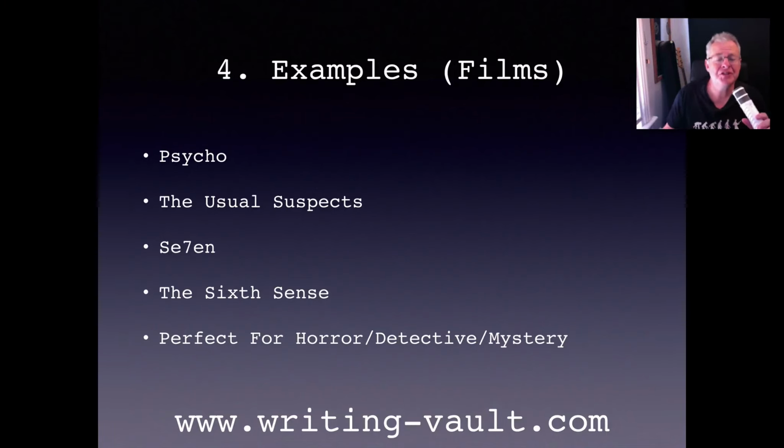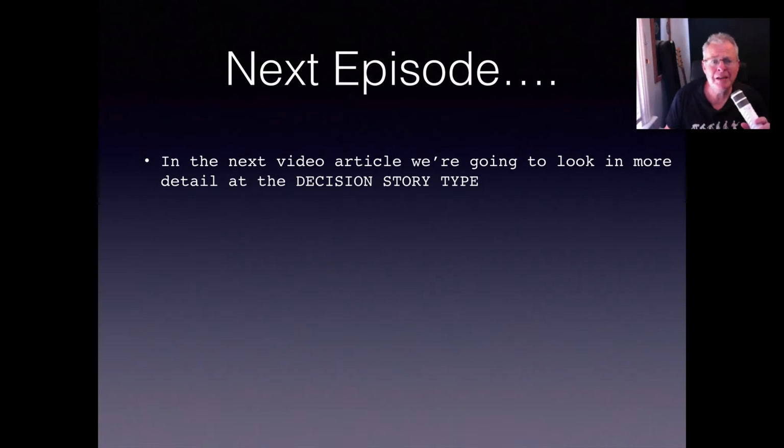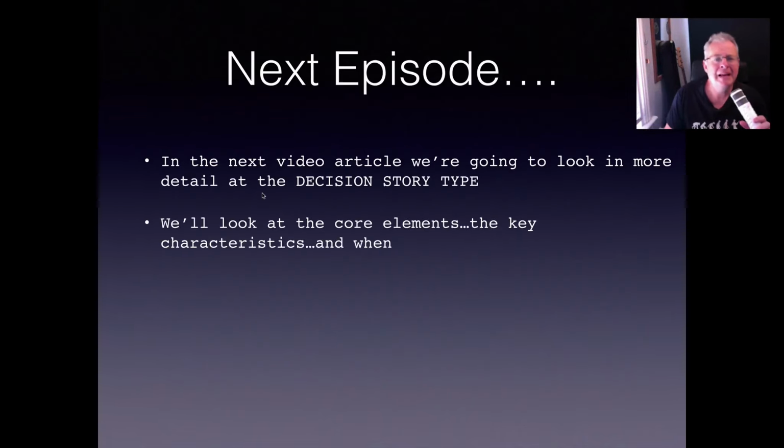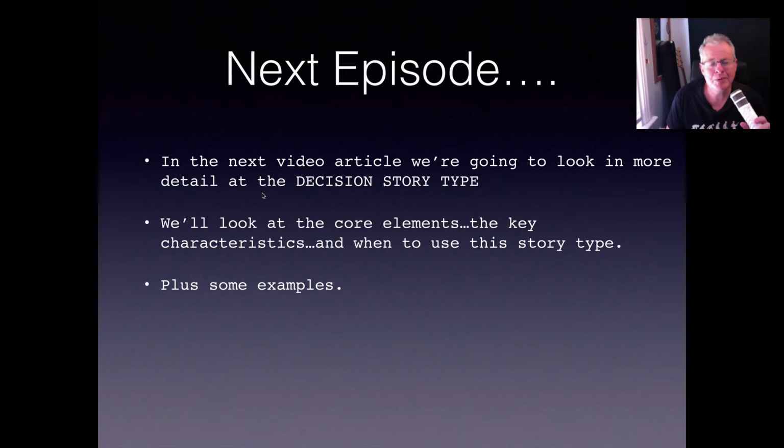As I say, this is just an overview video. There's much more detail in the writing vault on this story type as well, and you'll find more in Damon Knight's book, and he's got a great analysis of a Roald Dahl short story in there too. In the next episode, we're going to be looking in more detail at the third of Knight's six story types, and that's the decision story type. As with the last two videos, we'll look at the core elements, key characteristics, when to use this story type, and always there'll be some examples, hopefully some of which you'll be familiar with.